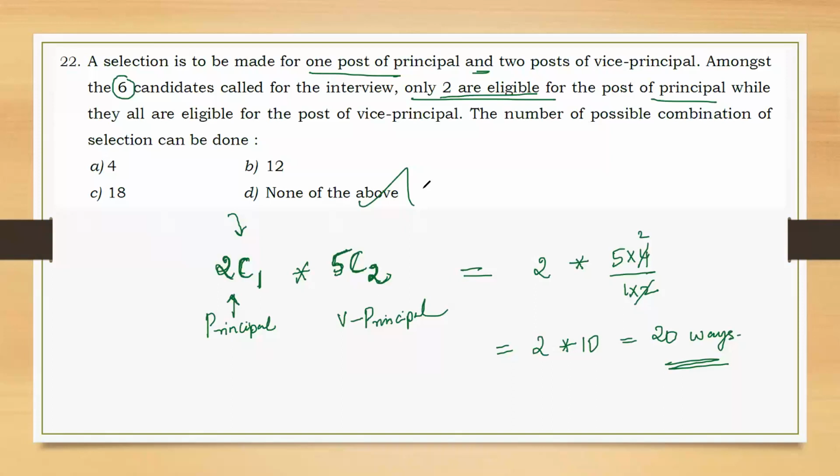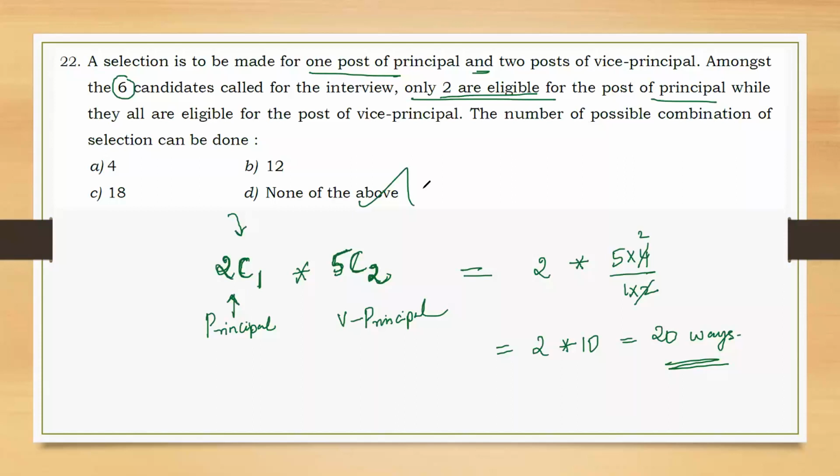So we have only 2 eligible candidates for principal. We need to select principal first. So 2C1. Out of 2, 1 will be selected, right? So we have 2 ways. Both of them have chances, right? Therefore, 2 ways. So 1 is selected. Out of 6 candidates, 1 is selected for the principal. Remaining 5 candidates again go for the post of vice principal, right? In that, we need to select 2 persons.